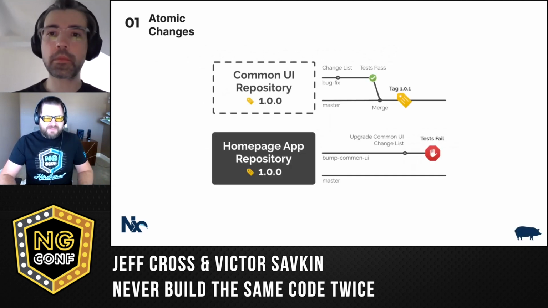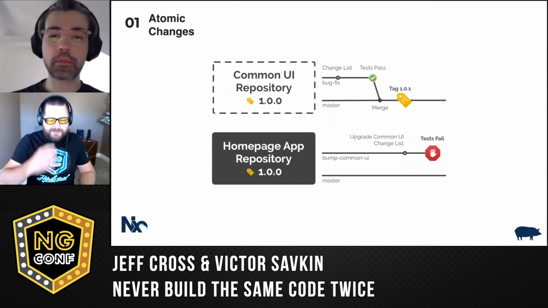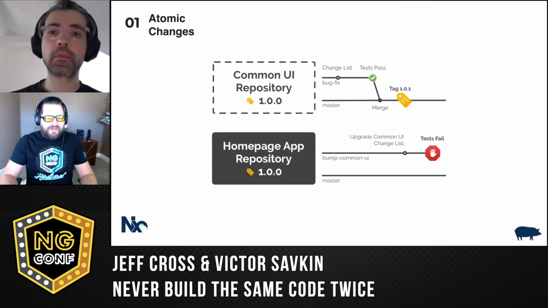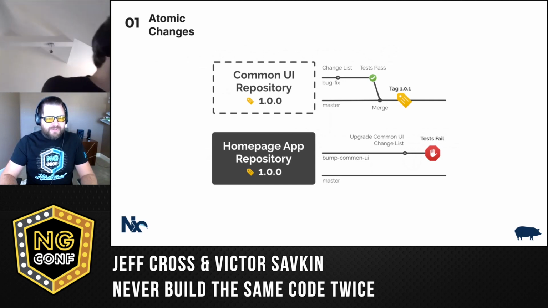A typical process might look like this. As a developer on the common UI repository, I'll write a regression test, I'll write a bug fix, and then I'll open a commit or a pull request or a change list, depending on what you call it. I verify locally that the regression test is satisfied by my fix. I push it to CI, and the test passes, so I merge it, I tag it, and then I go home for the weekend. I go on a vacation because I'm happy that I fixed something and I deserve it.